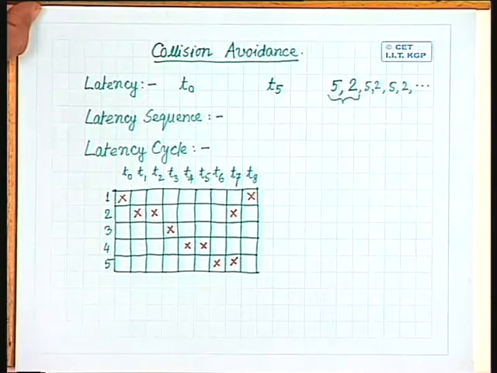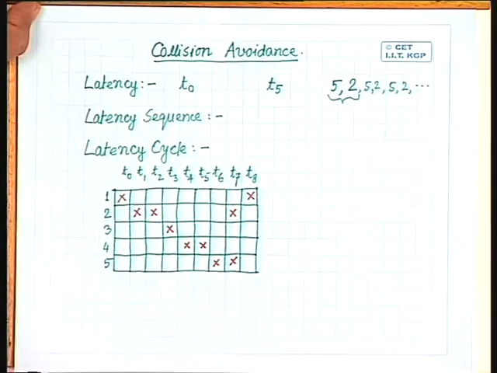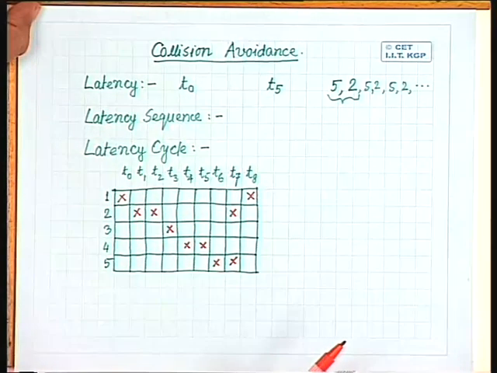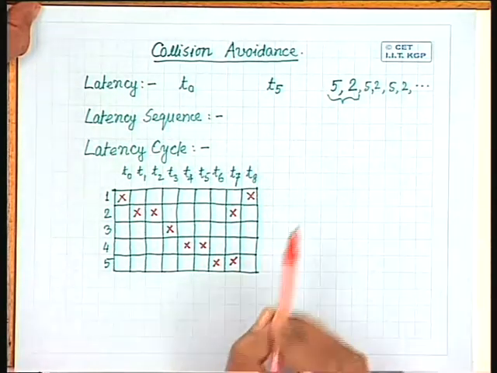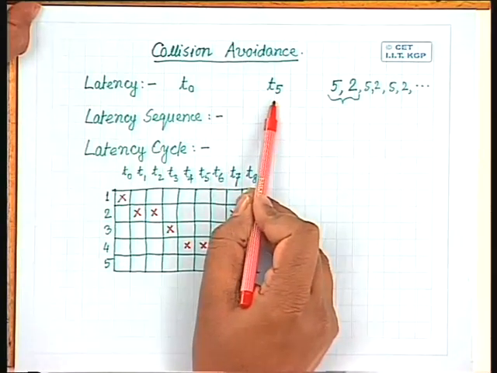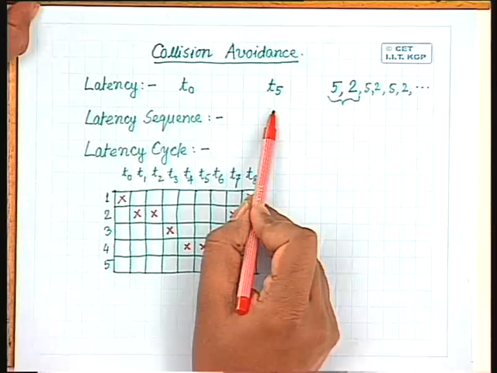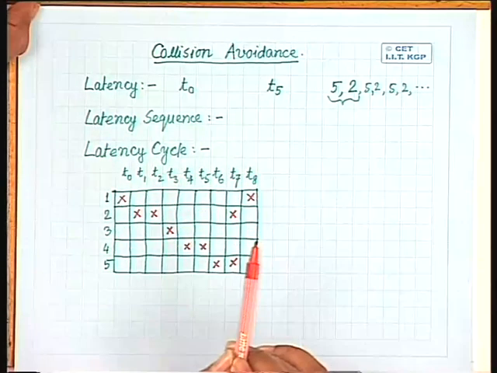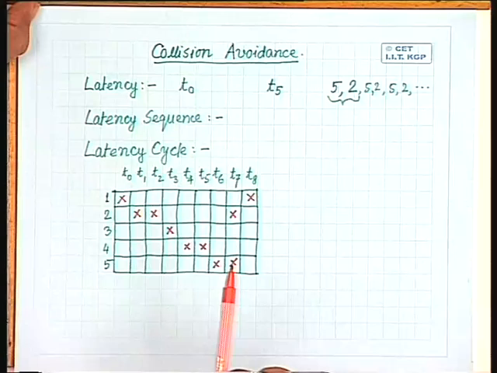So for that, what I have to do is find out what is called a collision vector from this reservation table. For finding the collision vector, as I said, the time step difference between two successive initiations of tasks is called a latency.